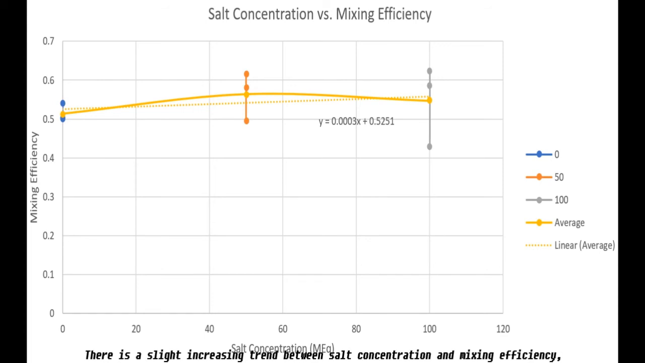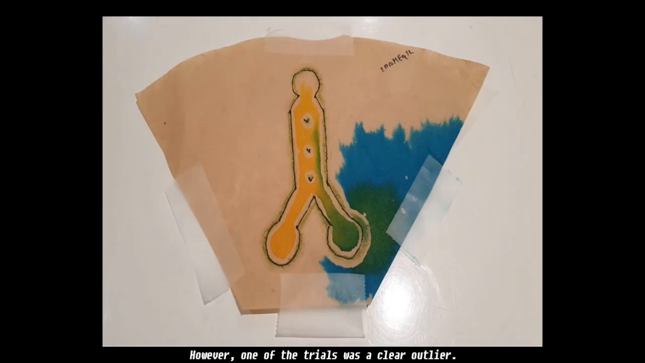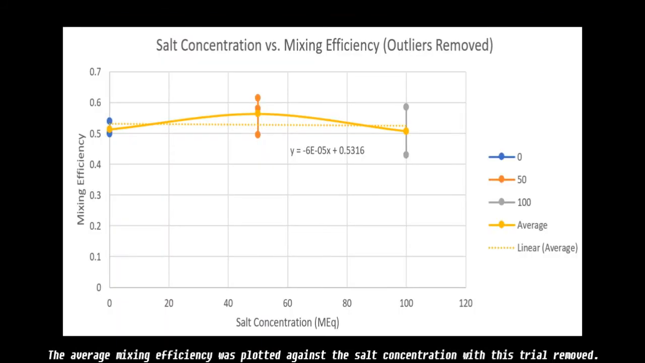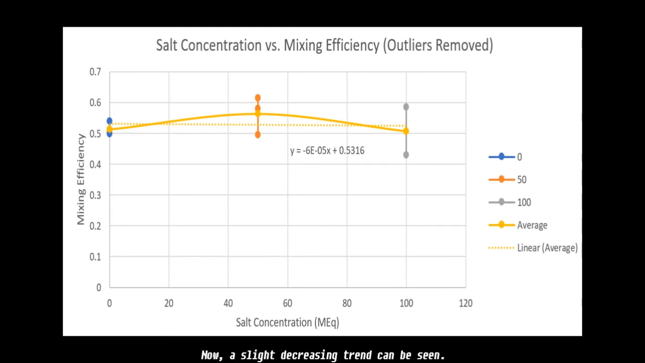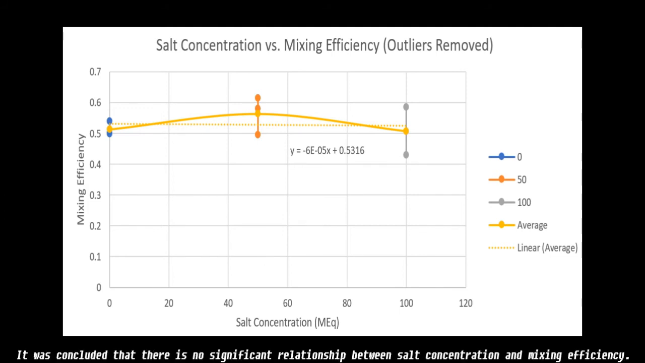There is a slight increasing trend between salt concentration and mixing efficiency, with average mixing efficiencies recorded in the range of 50 to 60%. However, one of the trials was a clear outlier. The blue reservoir in this trial was completely mixed in the green, and thus there was no value recorded for the intensity of the blue reservoir. The average mixing efficiency was plotted against the salt concentration with this trial removed. Now, a slight decreasing trend can be seen. It was concluded that there is no significant relationship between salt concentration and mixing efficiency.